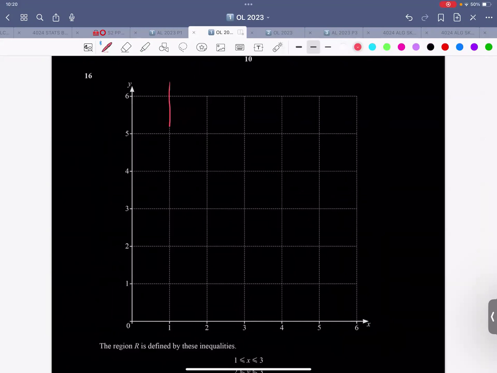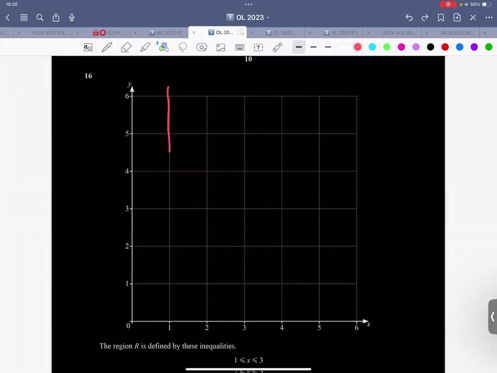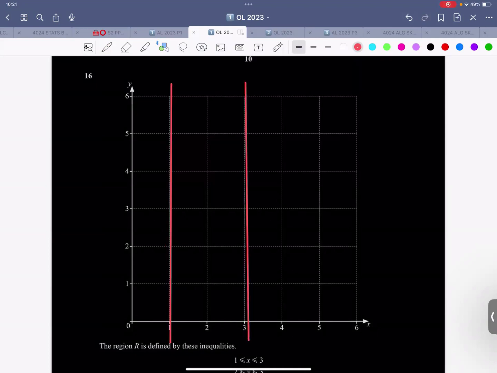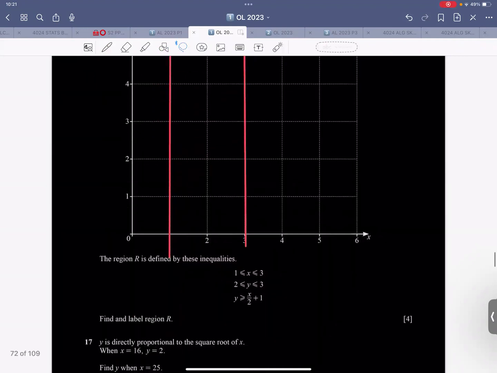So let me draw the line X is equal to 1. I need a thicker line. This is the line X equals 1. Let me draw it straight. And let me draw the line X equals 3. Okay, that's not so straight. Let me also shift this line a bit. So this is X is 1, X is 3.